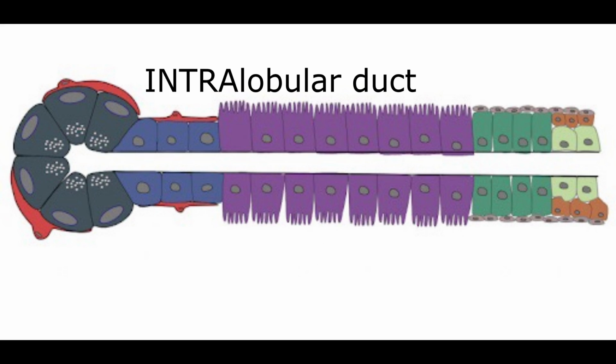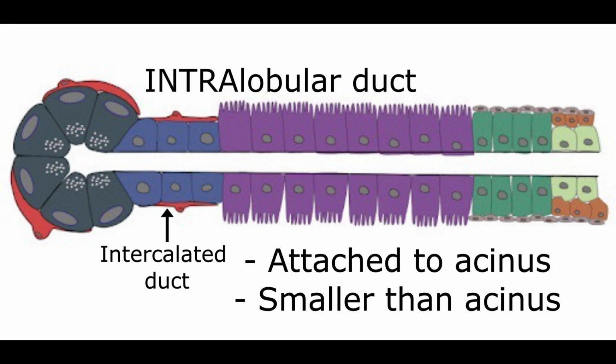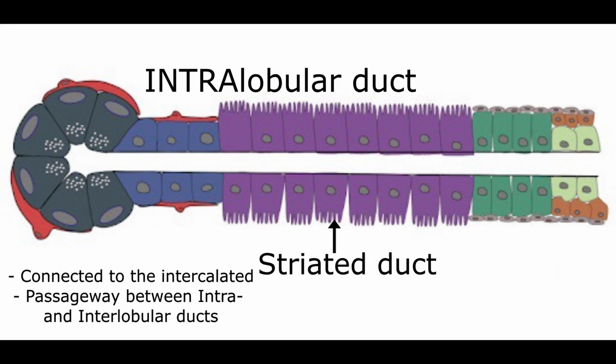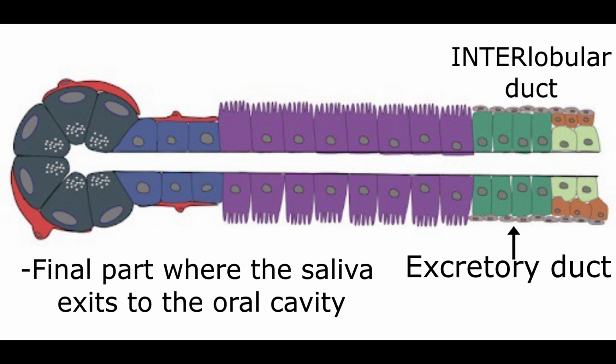Intralobular ducts are composed of 2 subdivisions, intercalated and striated. Intercalated duct is attached to the acinus and they are smaller. Striated ducts are connected to the intercalated duct and they serve as a passageway between the intralobular duct and interlobular duct. Lastly, excretory ducts are interlobular because they are the final part located at the septum. This is where the saliva is on its way exiting to the oral cavity.